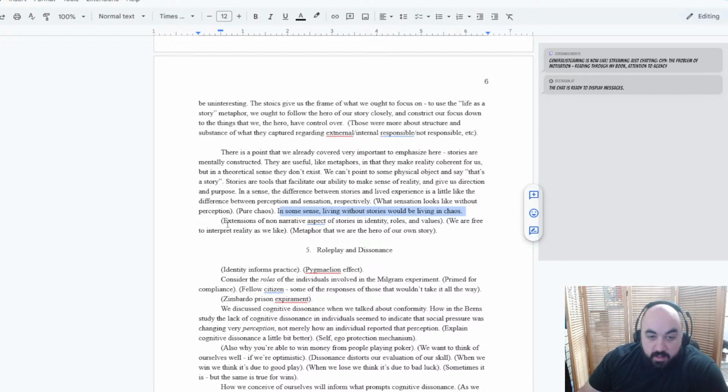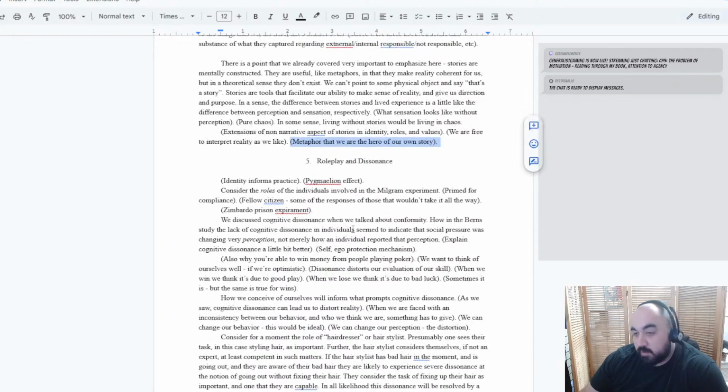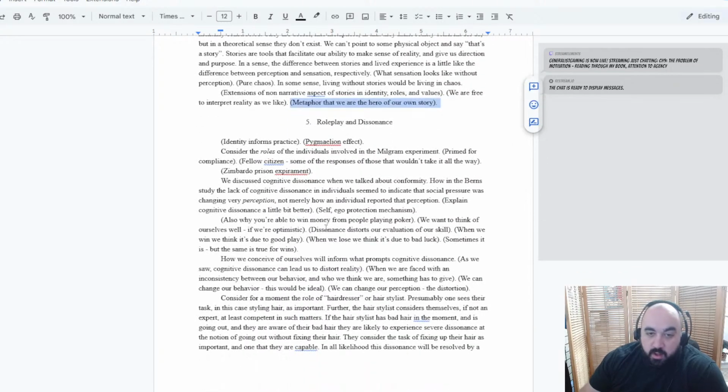Extensions of non-narrative aspects of stories: roles and values. The idea here is that roles and values are sorts of stories we tell ourselves about ourselves that are not narrative in nature. We're free to interpret reality as we like, and a metaphor that we are the hero of our own story can be a useful metaphor or not.